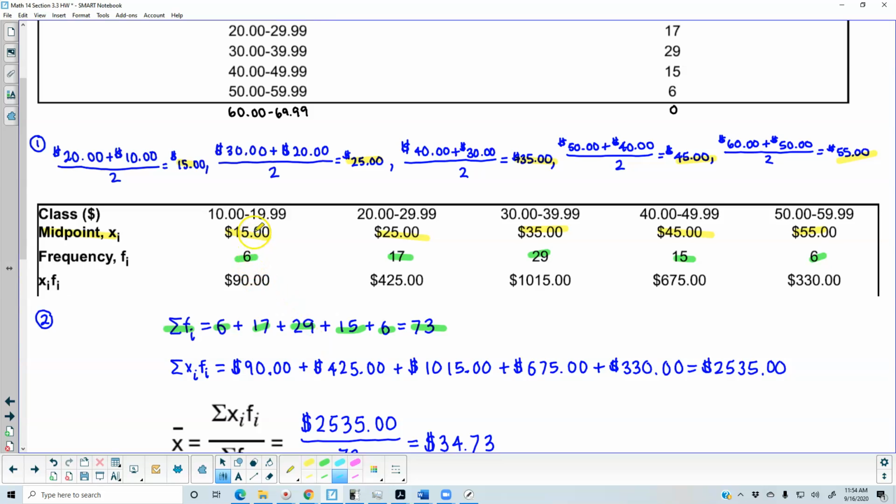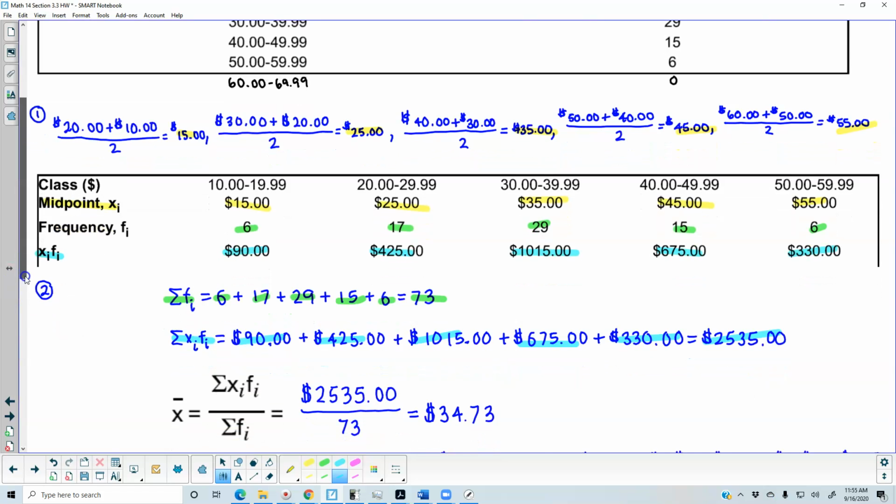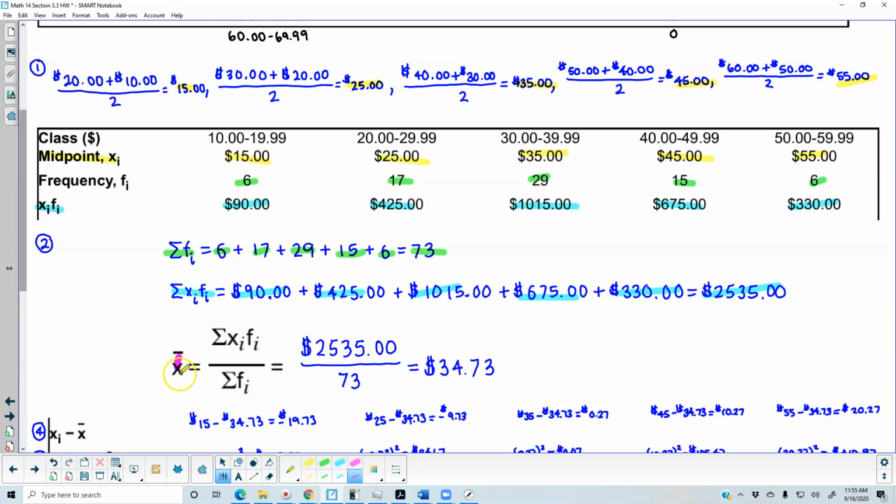And then we're going to multiply 15 times 6 to get 90, 25 times 17 to get 425, 35 times 29 to get 1015, 45 times 15 to get 675, and 55 times 6 to get 330, because we're multiplying the midpoint times the frequency. So now we want to find the sum of those by adding all of those numbers up to give us 2,535.